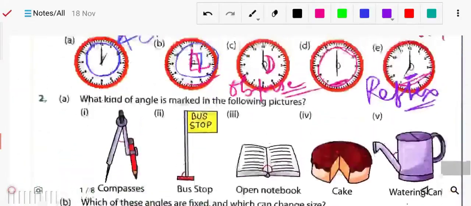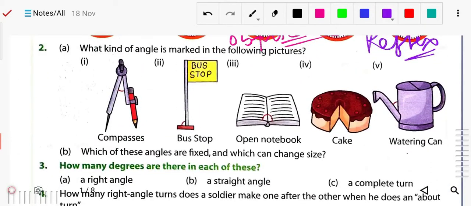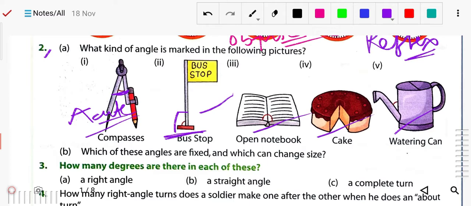Now the next question, question number 2: what kind of angle is marked in the following pictures? This one you can write is acute, because it is less than 90 degrees and more than 0 degrees, so it is between 0 and 90. Here also you can see this type of formation. I already said, if it is exactly perpendicular, it is a right angle. Likewise, you can visualize it and write the name of each kind of angle.